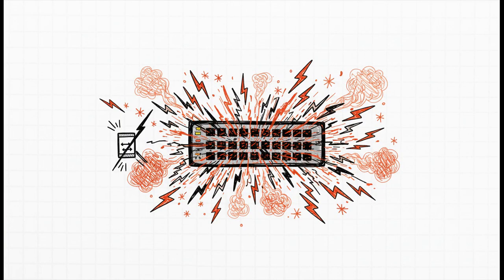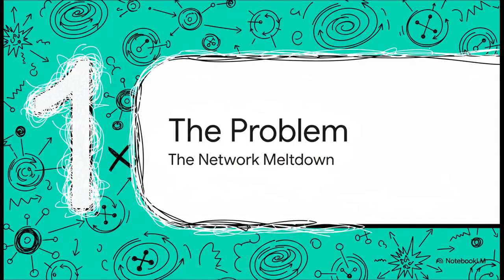Yeah, the answer is not pretty. We're talking a complete and total network meltdown. Picture every light on every switch just blinking like crazy, and not a single email, not a single file can get through. Yikes. Okay, so what is actually happening under the hood here? Let's break down the problem that Spanning Tree Protocol was born to solve, the dreaded Layer 2 loop.